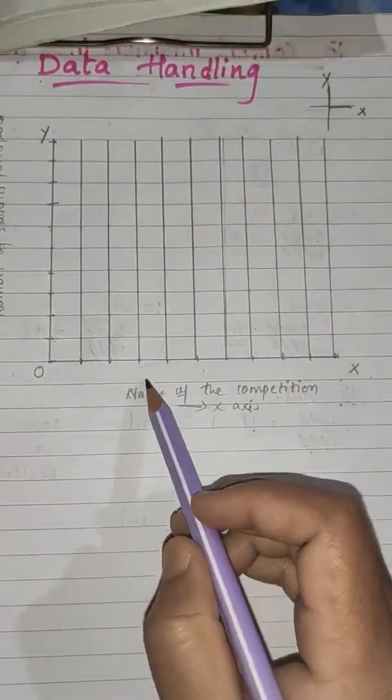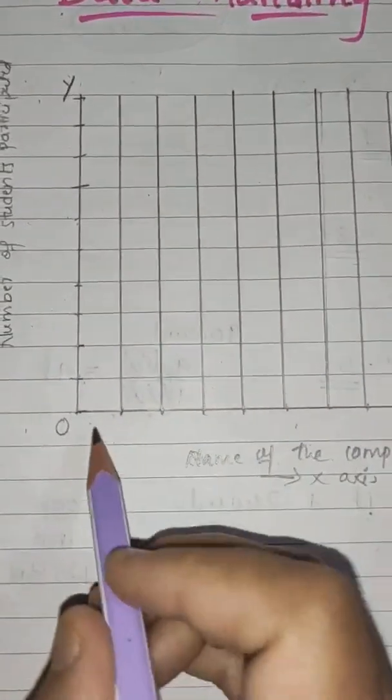Isn't it? So here you are having number of students participated and you are having name of the competition. So let us write the name of competitions. First I am going to write here. Okay, just leave this one. You can write here also, but it won't look good afterwards. Okay, so we'll write here.